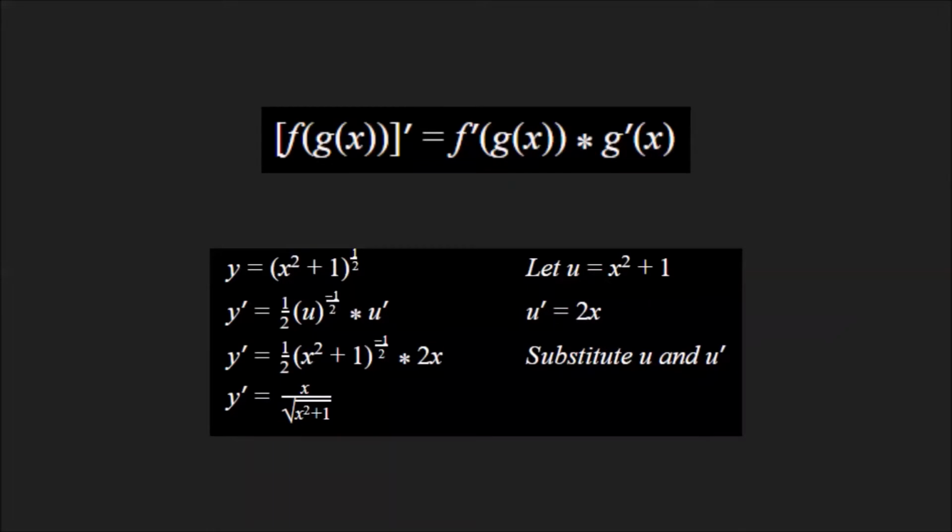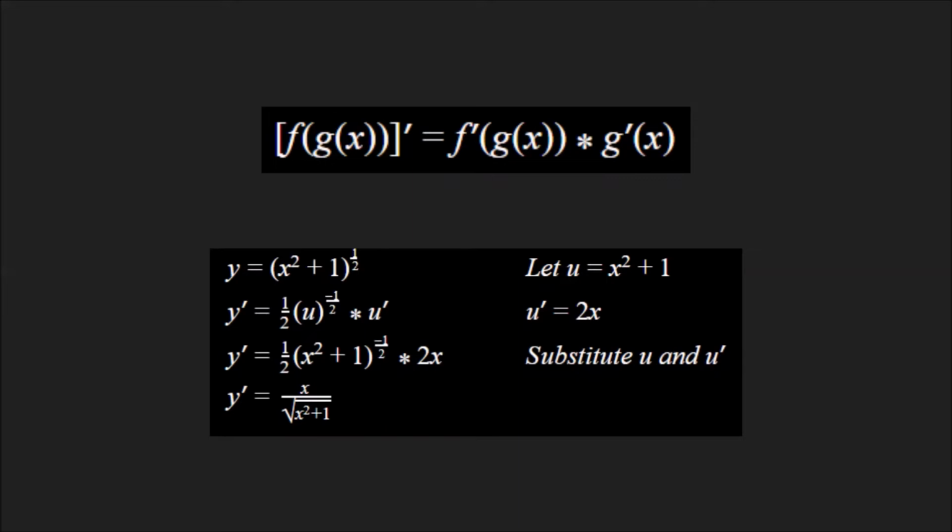Let's say y is equal to (x squared plus 1) raised to the power of 1/2. Well, let's let the inner function g of x, or x squared plus 1, equal u. So we're going to substitute that in, and we're going to find the derivative of the outside function first. So we bring down the 1/2, we subtract 1 from the exponent, so we end up with 1/2 u to the power of negative 1/2.